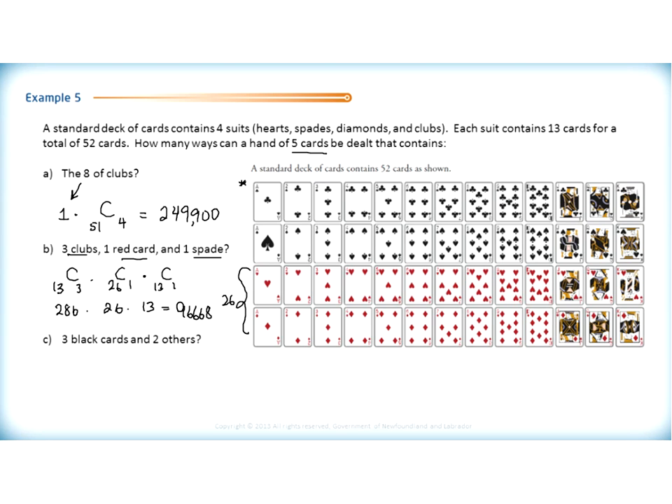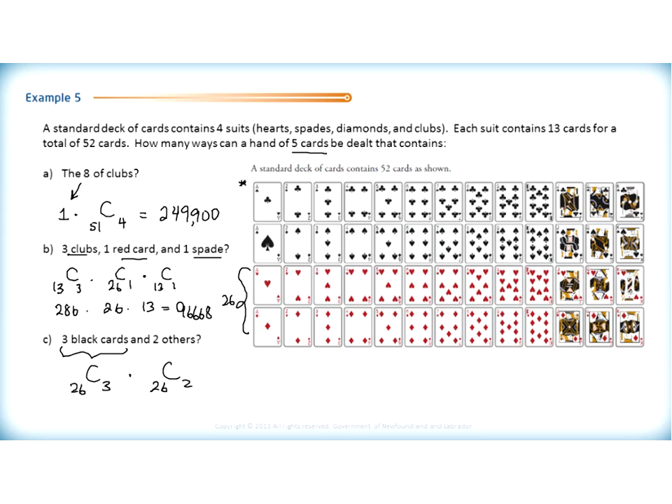How many ways can a hand of 5 cards be dealt that contains 3 black cards? Now I did put in "and 2 others", but I really didn't need to add that. I could have simply said that it contains 3 black cards. It's obvious that the other 2 must be red cards. So I'm choosing 3 black cards from the 26 black cards. The other 2 cards are not black, so they have to be red, and there are 26 red cards. So again, we have C(26,3) times C(26,2).